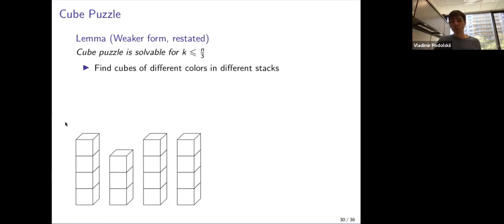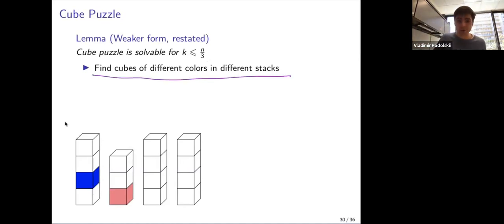What we will do is find cubes of different colors in different stacks. There are such cubes. Rather amusingly, this is the same as the weight problem. So we know that there are cubes of different colors, and we know that there are cubes in different stacks. We can show that there are cubes of different colors in different stacks. It's the same problem on basis. So there are 2 cubes of different colors.